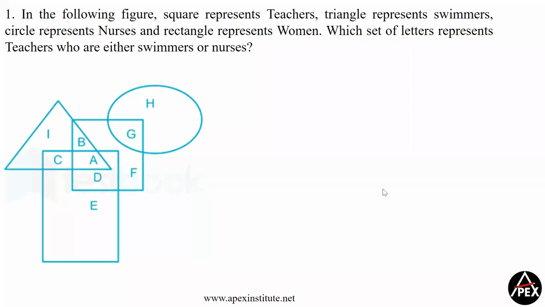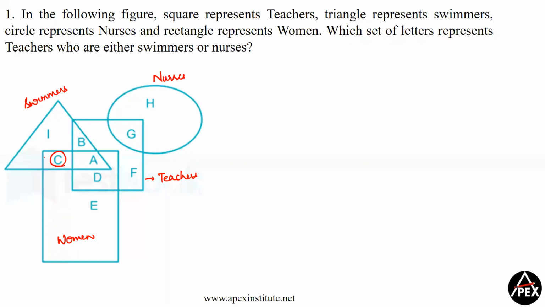In the following figure, square represents teachers. Triangle represents swimmers. Then circle represents nurses. And rectangle represents women. Now, this was divided into areas, with four figures: triangle, circle, square, and rectangle.